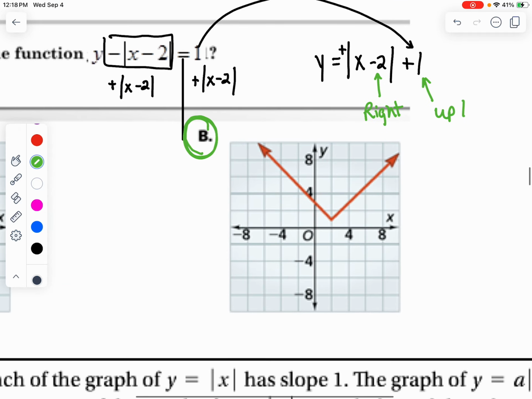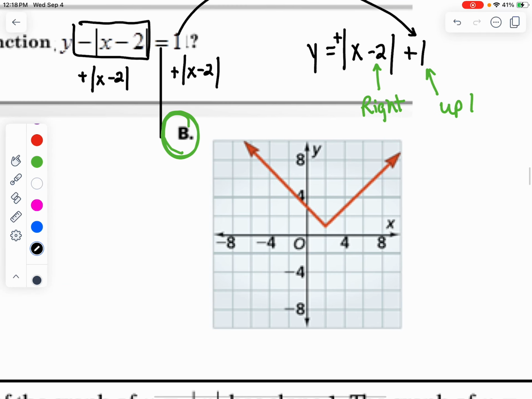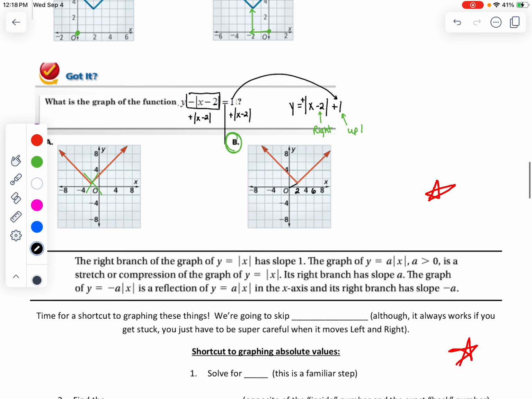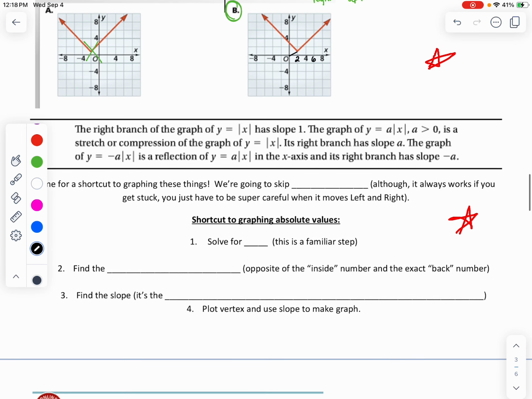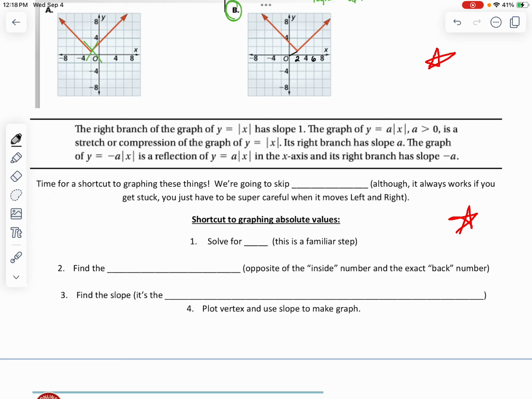Be careful. I did notice on a quiz once that kids are struggling if it's not counting by 1. So just look at your axes. Make sure you're using them appropriately. Here's right 2, up 1. All right. And let me get rid of that. There we go. All of this is for me to say I'm going to teach you a shortcut.